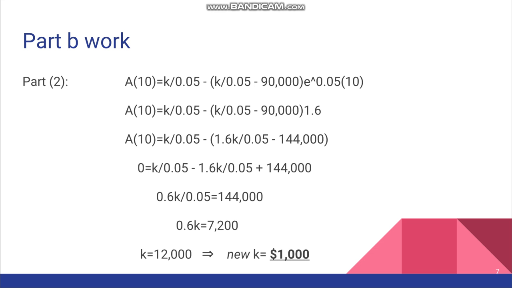Part 2 asks the same question, but instead, what would their monthly payments be if they wanted to pay off all of their student debt in 10 years? We set it up the exact same way, except putting in 10 for the T value. It is worked out the same way and gives us a K value of 12,000. Again, we will divide this value by 12 and get a new K value of 1,000. This means in order to pay off all of your debt within 10 years, you will need to make monthly payments of $1,000.